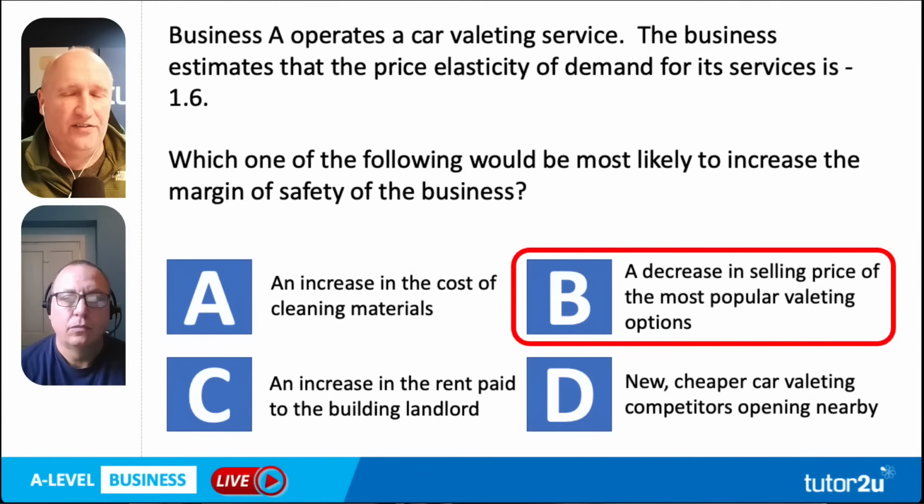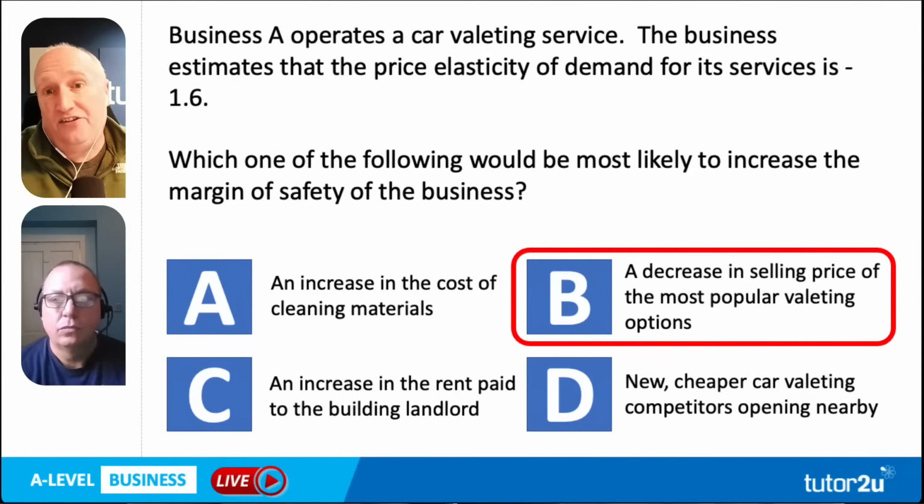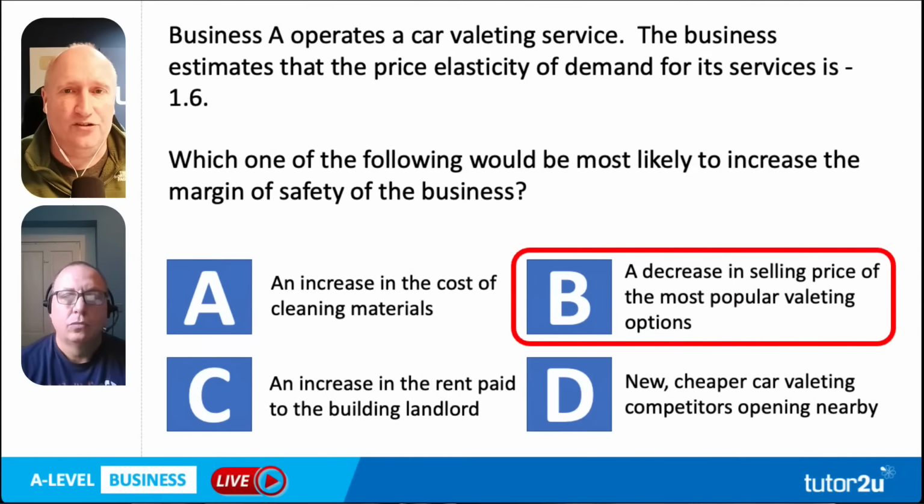Its demand is very sensitive to changes in price. So, for example, a decrease of 10% in the selling price of its most popular valeting options should increase demand by 16%, shouldn't it? Because the PED is minus 1.6. So that would definitely increase the margin of safety. The break-even output would fall slightly, but the actual output would increase by more. Therefore, the margin of safety will get bigger.